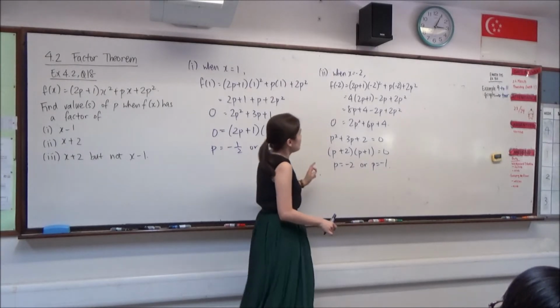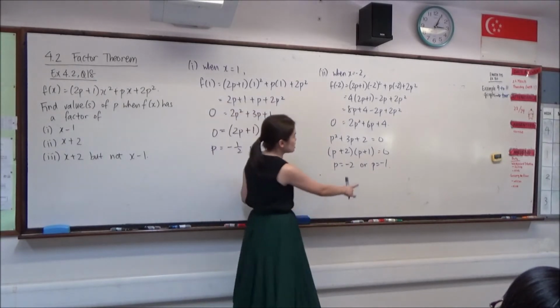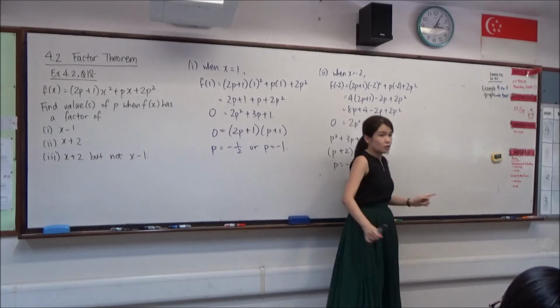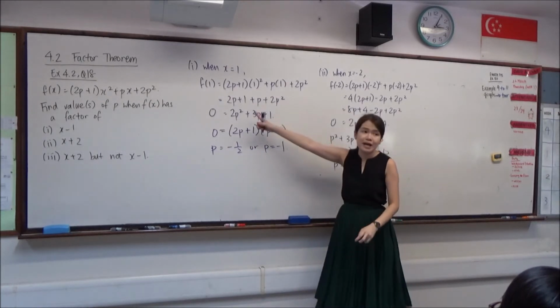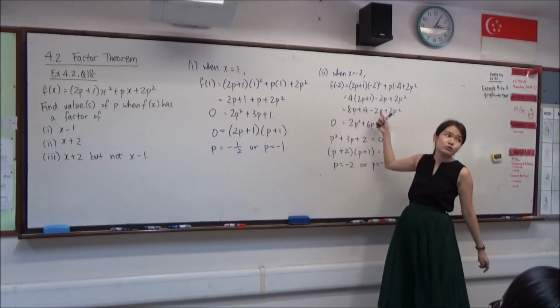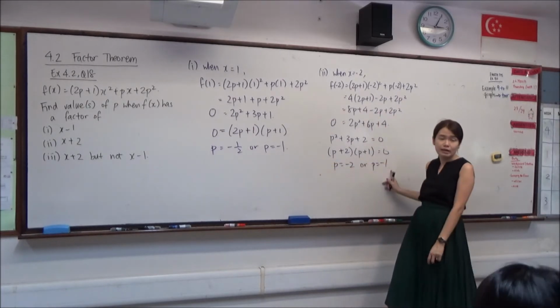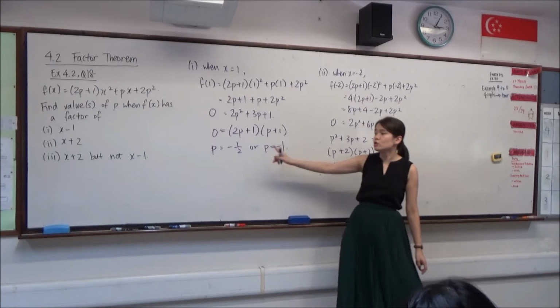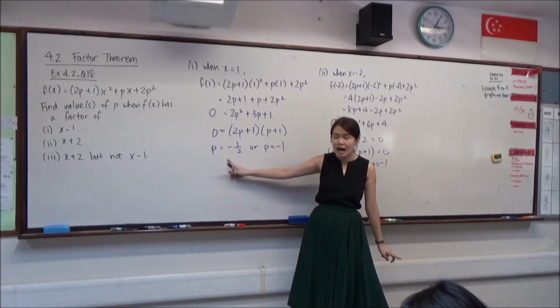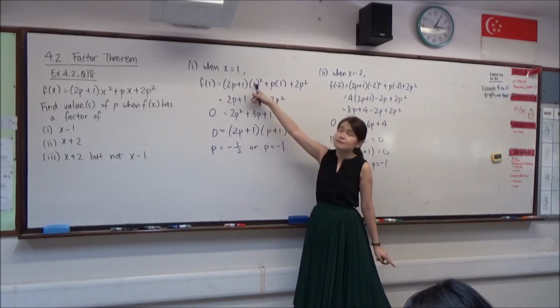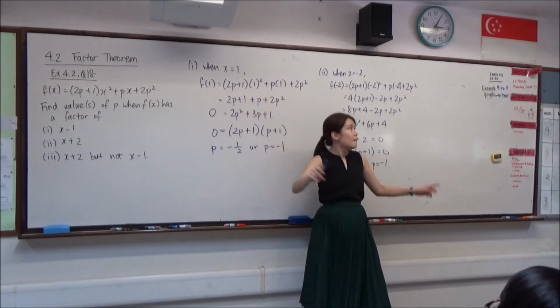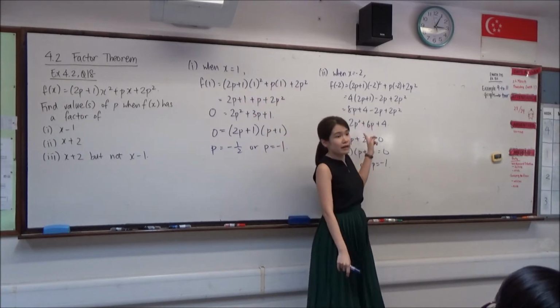So if I were to choose p equals negative 1, then both x minus 1 and x plus 2 will be factors. If I were to choose p equals negative half, then x minus 1 is a factor, but x plus 2 is not a factor.